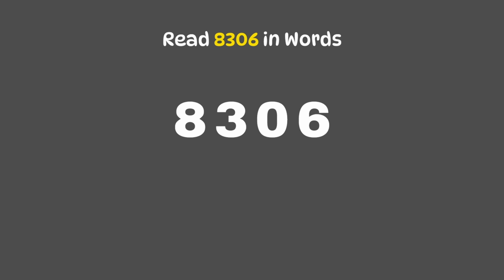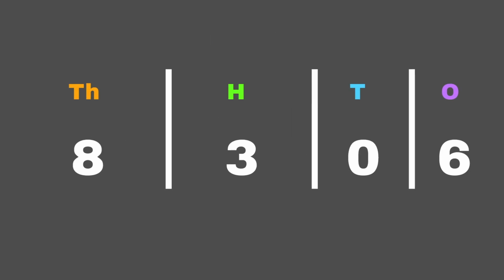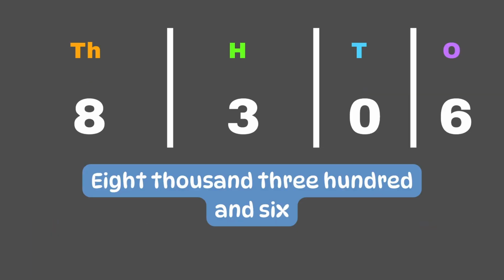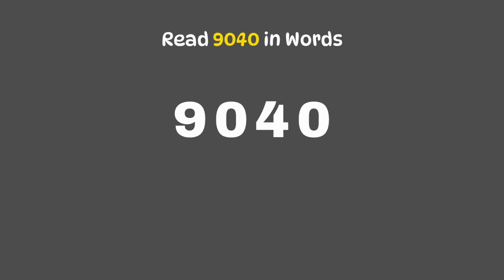Now let's try to read this number. First we will break it into place values. So we have 8 in the thousands place, 3 in the hundreds place, 0 in the tens place and 6 in the ones place. When a place value has 0, we skip it while reading. So we read this number as 8,306.